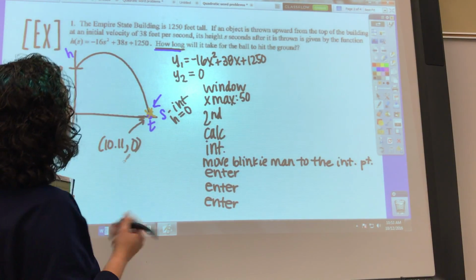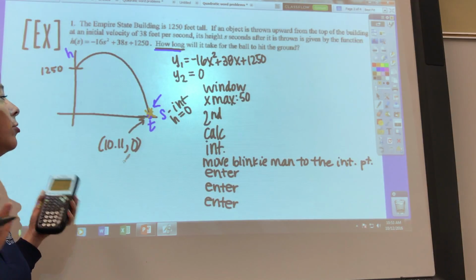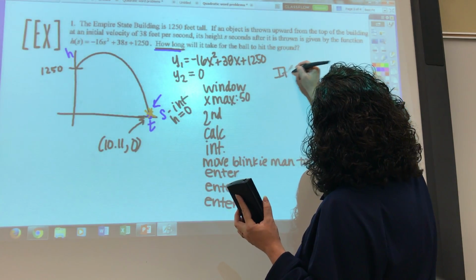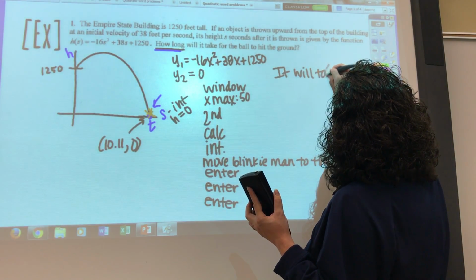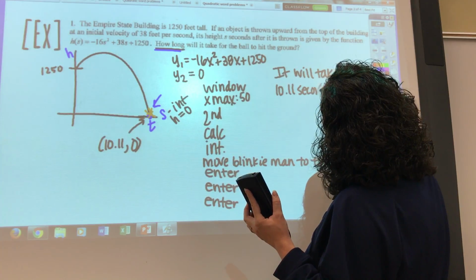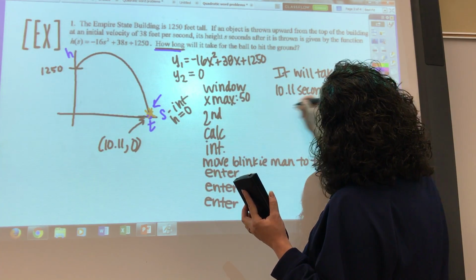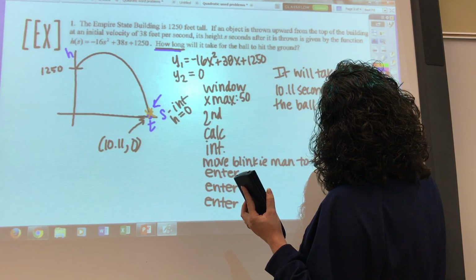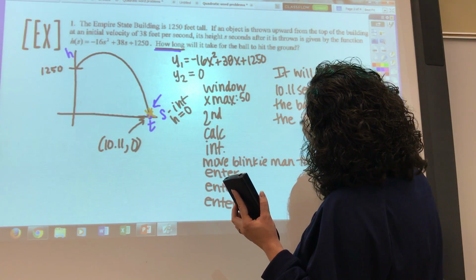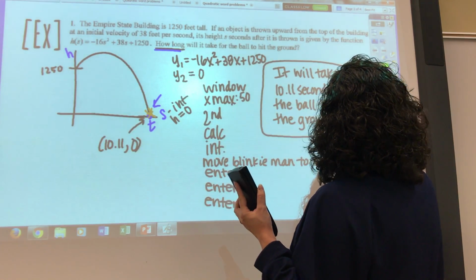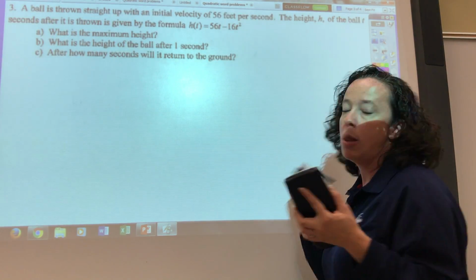It better be. So how long will it take for the ball to hit the ground? It will take 10.11 seconds. Okay, so it'll take 10.11 seconds for the ball to hit the ground. We just did that one. Now on to the next example.